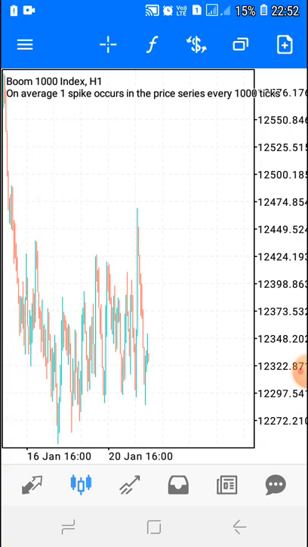So at the moment I'm on Boom 1000, and I'm going to show you guys how to use a cool strategy where you can take many entries. But the thing you need to do for me is make sure to follow all the instructions and also add the indicators that I'm about to add to my chart to your chart, right? So I'm on Boom 1000 1 hour.